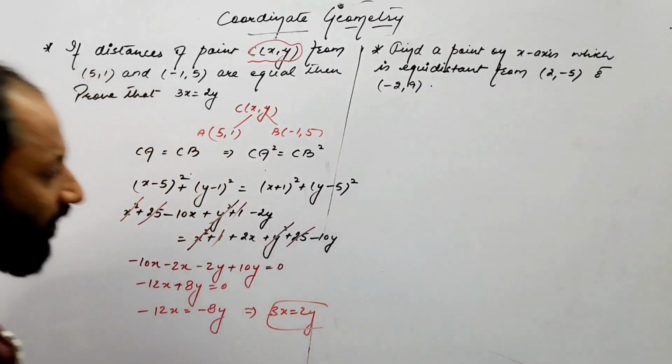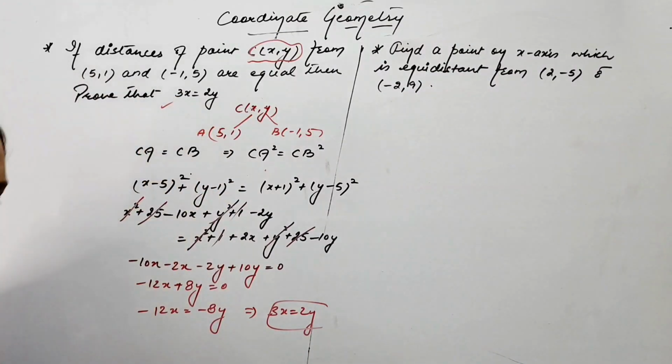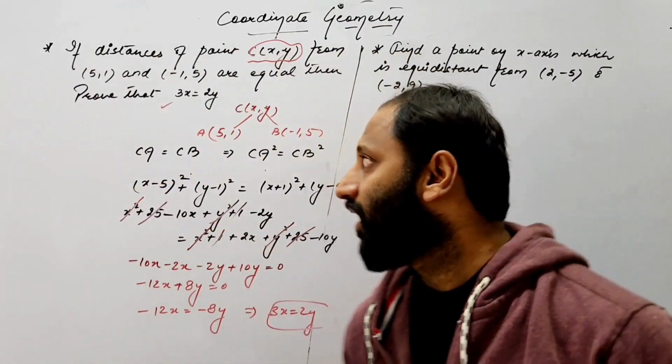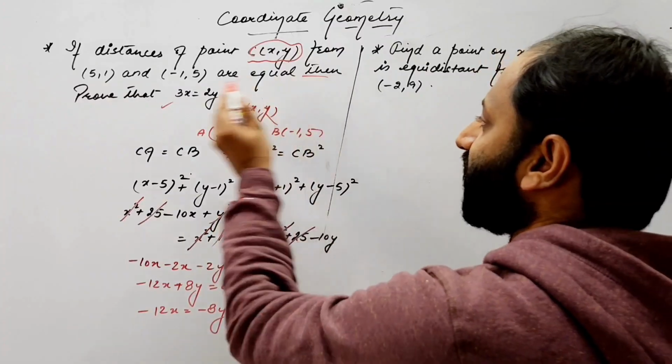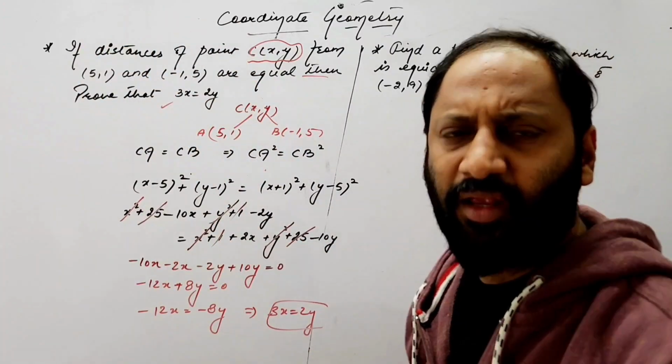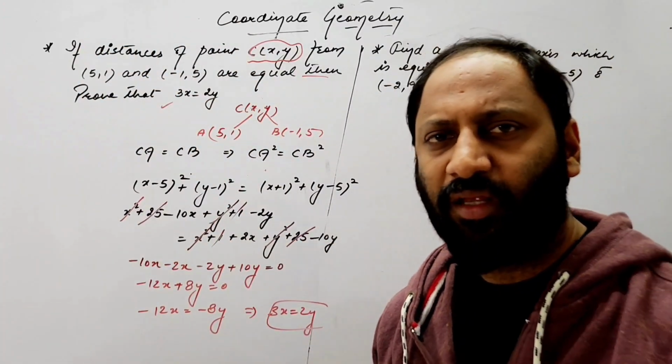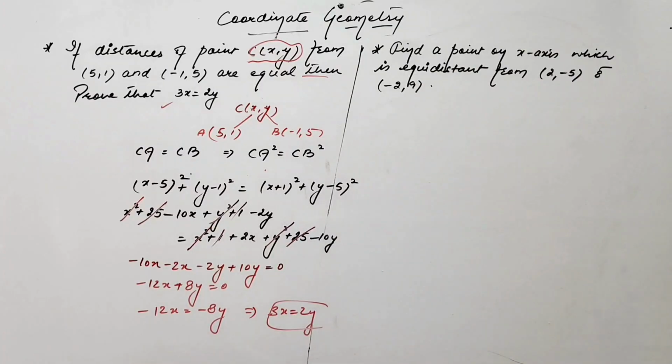We have 3x is equal to 2y. This is the result. In place of this, the question can be, find the relation between x and y, or find the equation between x and y. So they can give you this. It depends on the paper setter, how they ask the question.